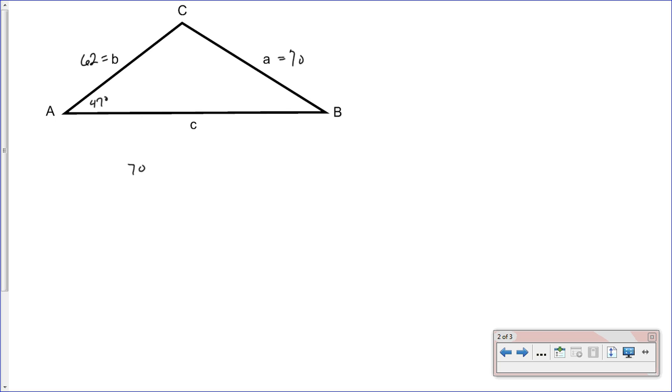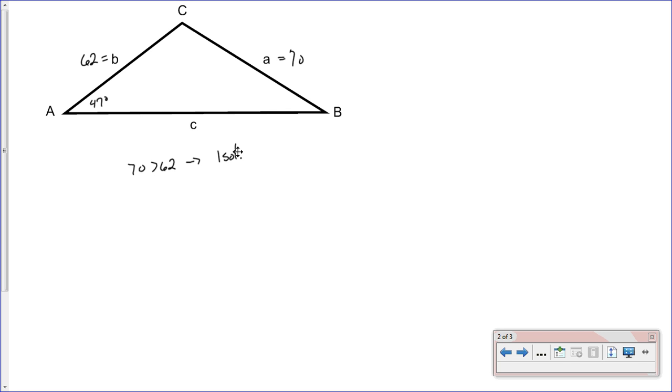So 70 is greater than 62. So this means we have one solution. All right. A is greater than B, so we have one solution. So now you just do what we did yesterday to figure out what the rest of the sides are.